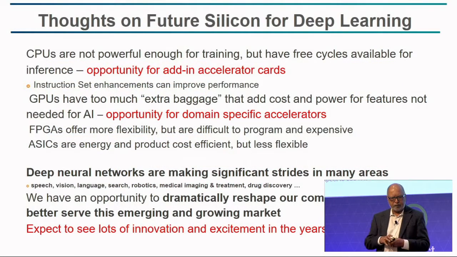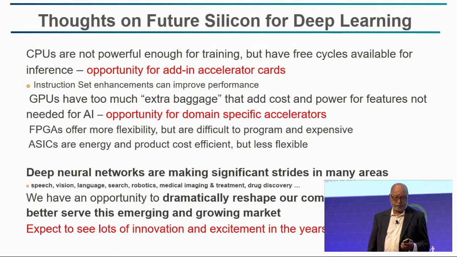So what are my final thoughts on silicon design for deep learning? CPUs are not powerful enough, but they have free cycles. But there's an opportunity for add-in accelerators. Instruction set enhancements, as I mentioned before, will improve the performance of initially inference on the CPUs. Initially, it'll be through add-in cards. Sometime in the future, you'll see multiple chips within a package, so package-level integration. And then some years beyond that, you might even see these specialized accelerators integrated on the same piece of silicon.